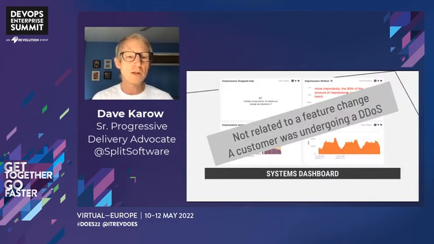So turns out that dashboard I showed you, that wasn't a feature change. It was a customer of ours that was undergoing a distributed denial of service attack. And so we wasted a ton of time trying to figure out what was going on, what was wrong with our system or our code. Turns out nothing was, right? It would have been nice to have a little clearer information about what was going on.